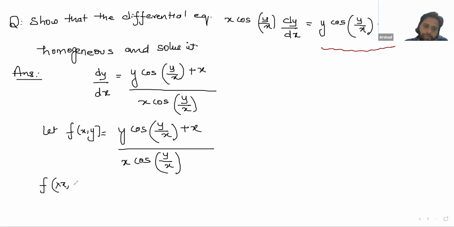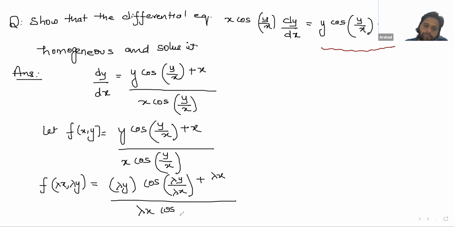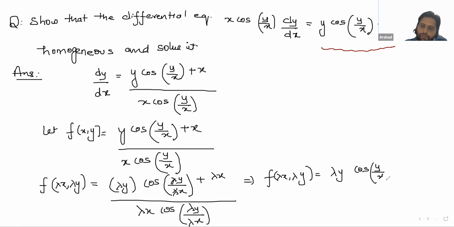Next you need to put lambda x, lambda y here. So what you will get: lambda y cos(lambda y by lambda x) plus lambda x by lambda x cos(lambda y by lambda x). Okay, so here you will get f(lambda x, lambda y), and it is equal to lambda y cos; this lambda and this lambda will get cancelled out, so you will get cos(y by x). Here you have lambda x and in the denominator lambda x, the lambda will cancel out, and here you have cos(y by x).